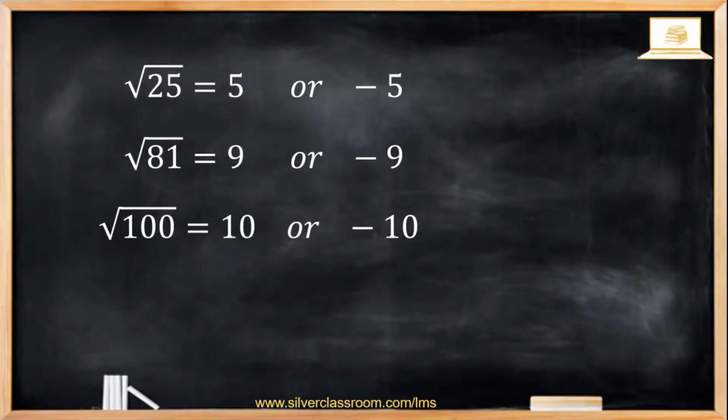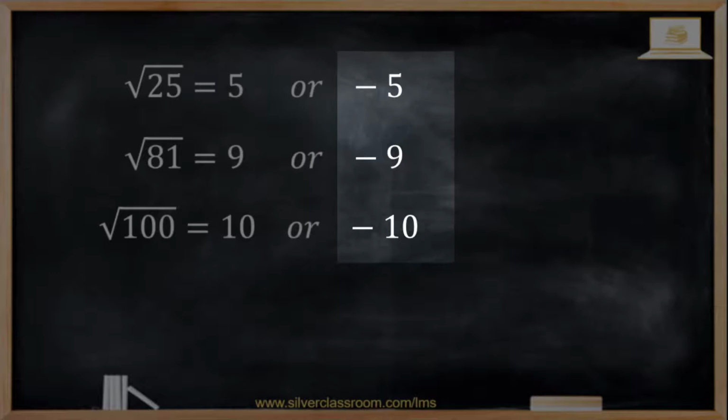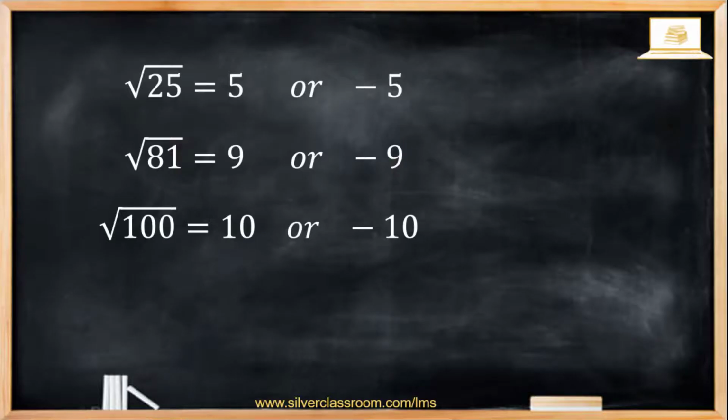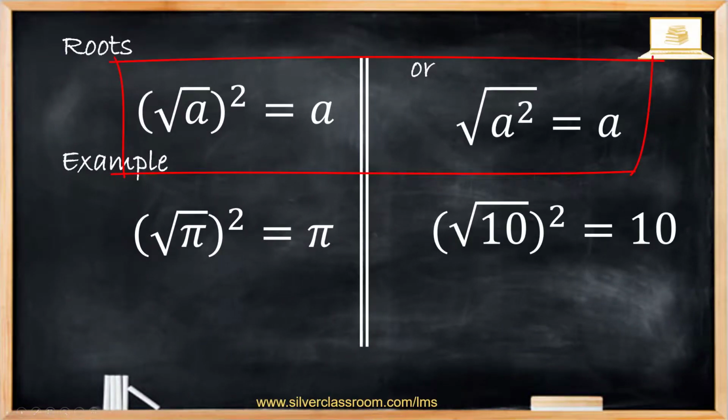All positive numbers have two square roots, one positive and one negative. Square roots of negative numbers are not defined in the real number system. When there is a square root and such an expression is squared, the result is the base itself. Take a look at the following examples.